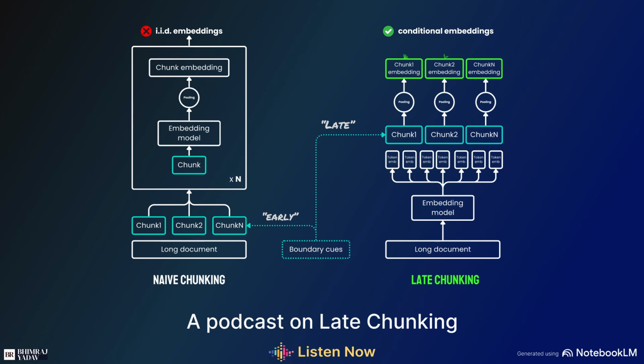Absolutely. Now, I remember reading somewhere about another method for this context problem. Yes, called contextual retrieval. How does that compare? In contextual retrieval, you're using a large language model to actually add extra context to each chunk before you embed it. So it's almost like the large language model is giving a little summary for each piece of the puzzle. So they're both trying to solve the same problem. Yeah, but late chunking just seems more straightforward and more efficient. Late chunking doesn't require this extra LLM step, which means it's faster and requires less storage.